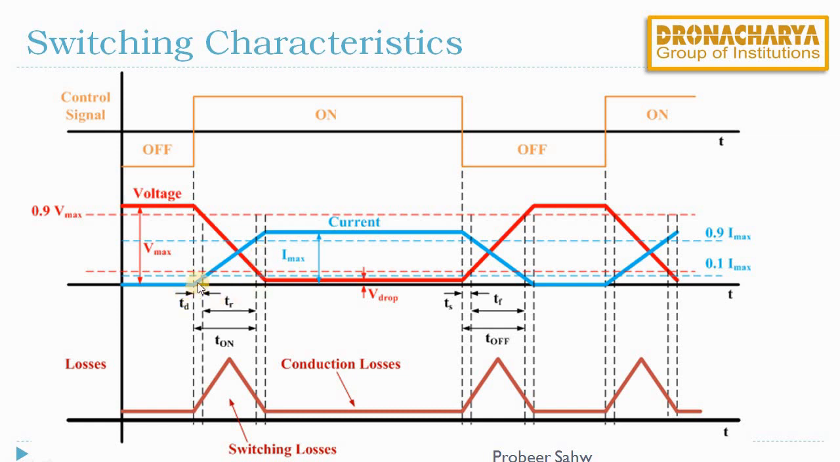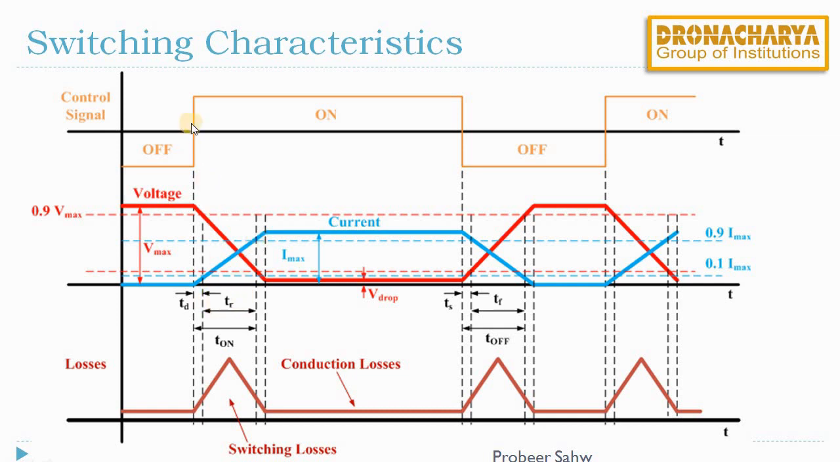The time in which the current rises from its zero value to 10% of its maximum value is known as the delay time. In delay time, the voltage drops from its maximum value to 90% of its maximum value. Then we can see the current further increases. The increase in current from 10% of its maximum value to 90% of its maximum value takes place during the rise time. So we denote this time as rise time.